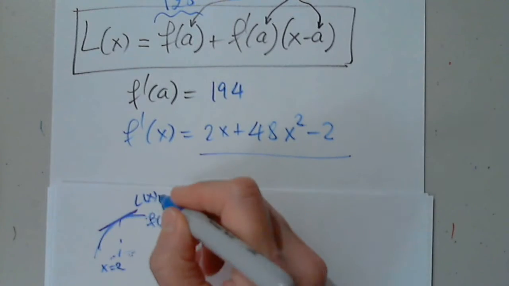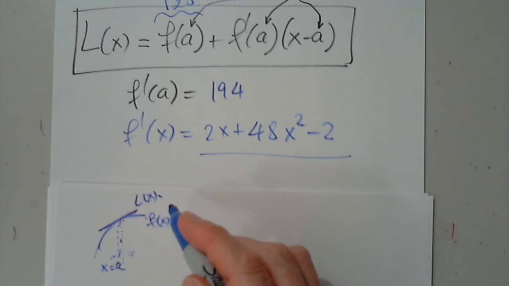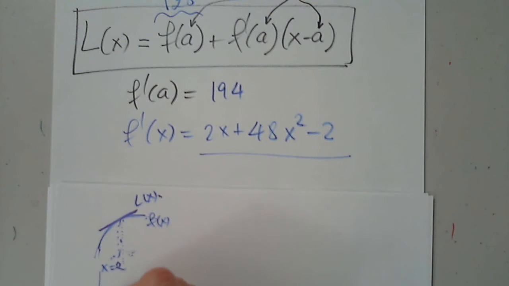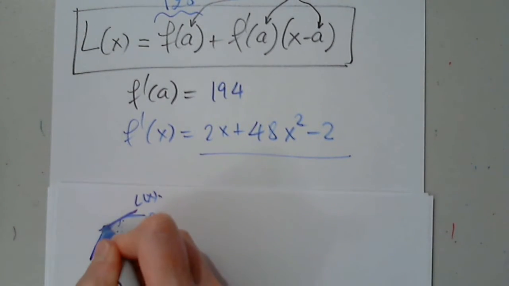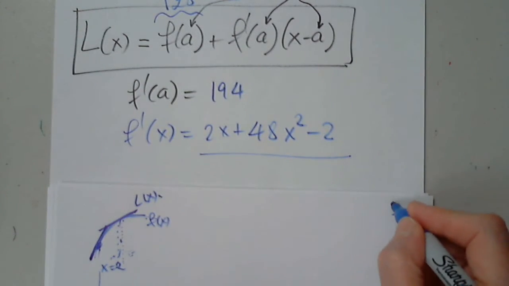If I use the line to estimate at 1.9, or if I use the line to estimate at 2.2, it's okay. The error is not going to be big. But if I want to estimate at 1, no, I have to determine another line at 1. So now I'm determining this L of x.